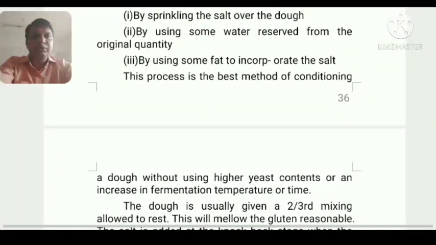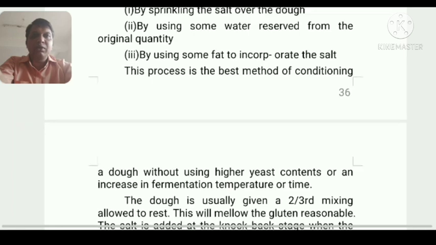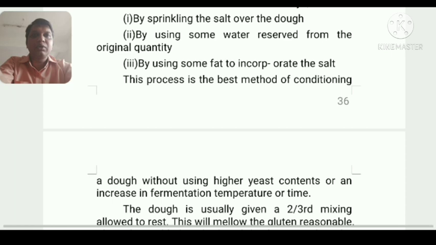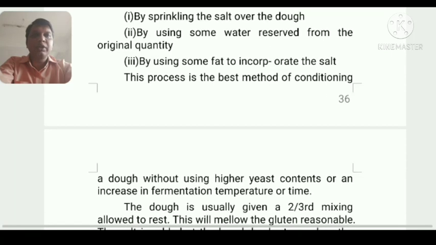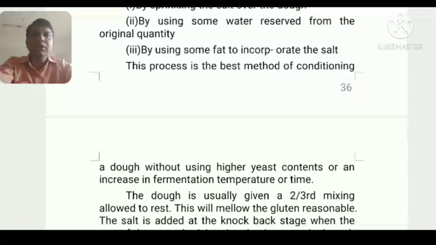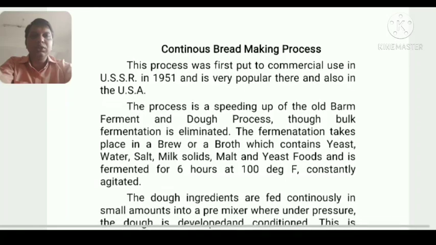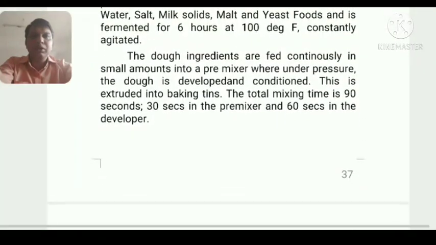And the third is by using some fat to incorporate the salt. This is the best method of conditioning a dough without using higher yeast content or increasing the fermentation temperature or time. In the above two methods, we need to keep the dough for some time, but when incorporated with fat there is no need to give a particular time. The fat gets easily mixed with the salt, and when baked, it starts controlling the yeast functioning. So these are the three different ways.